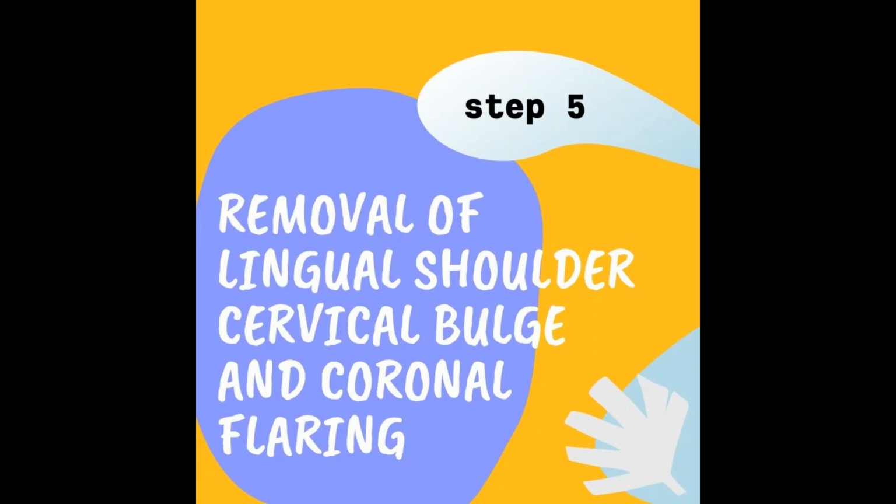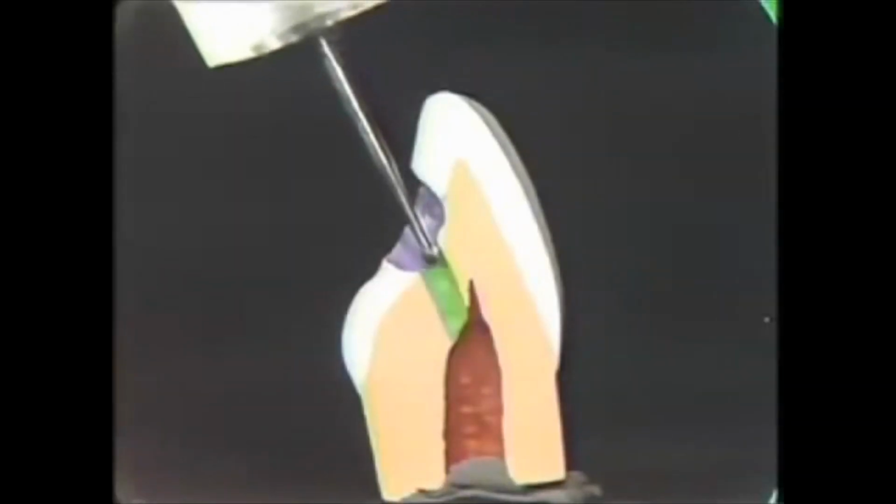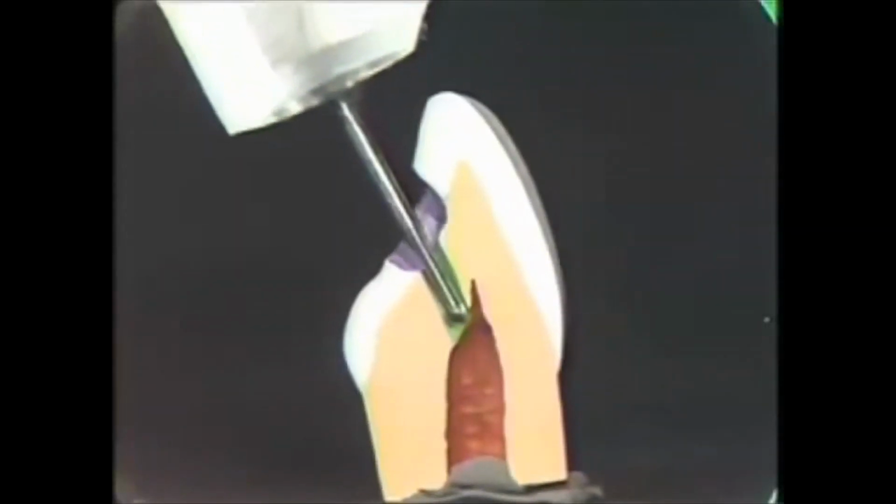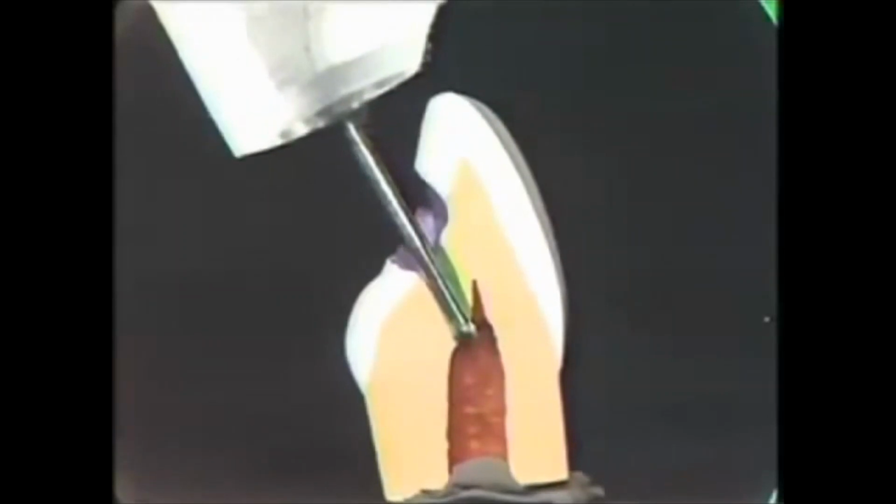Step 5. Removal of lingual shoulder, cervical bulge, and coronal flaring. And go directly on down. Once you feel a burr drop into the pulp chamber, stop the handpiece from running. Now that the burr is in the pulp chamber, we want to unroof the pulp chamber working from the inside out.